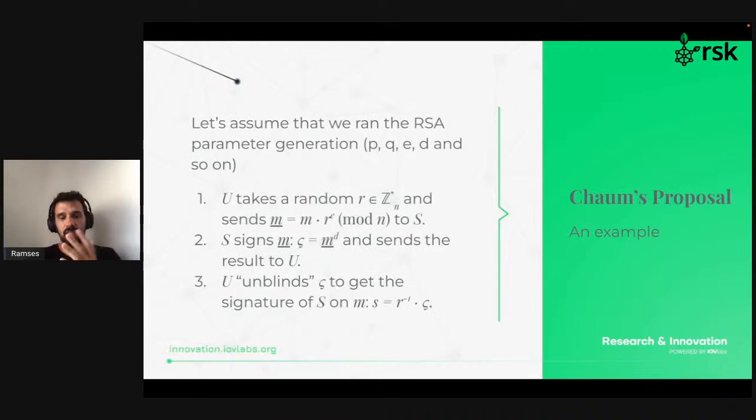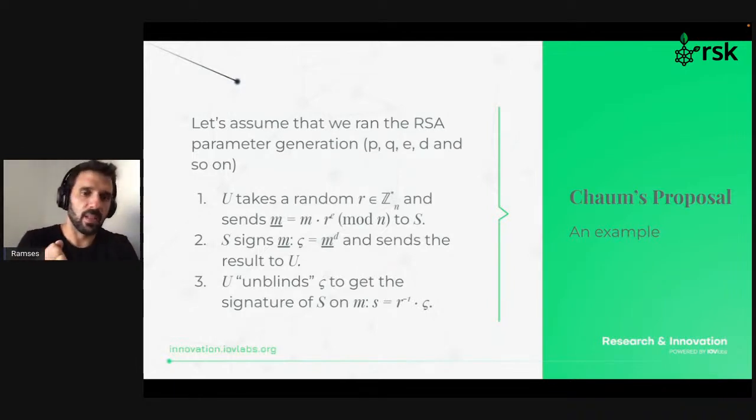So let's explain how Chaum's proposal works. First of all, we assume that we run the RSA parameter generation. So we have primes P, Q, the exponents E and D, and so on. And let's get into the party. U takes a random R from Zn, and it must be invertible, and sends the encryption of the message by multiplying M times R to the E modulo N to S.